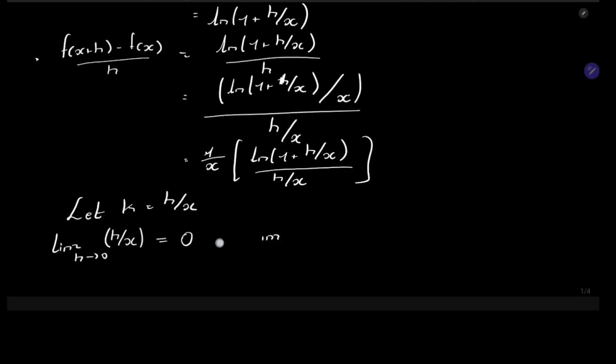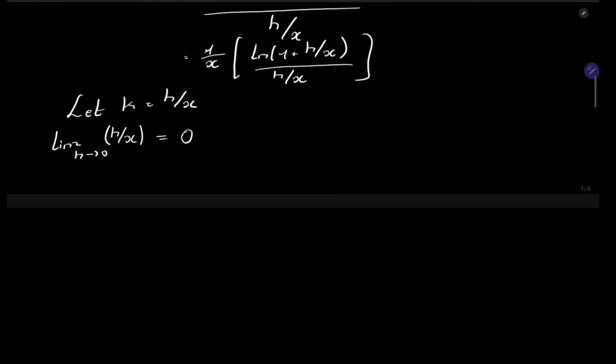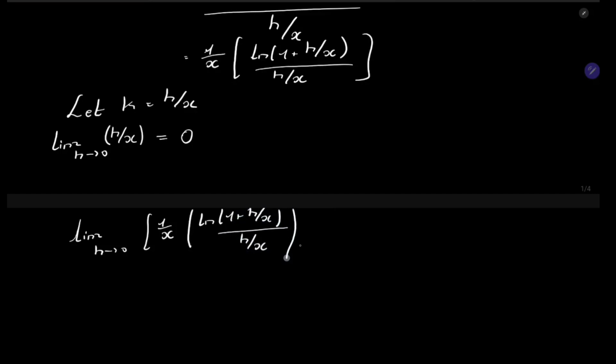So what can we then conclude from this? We can then conclude that the limit as h tends to 0 of our function 1 on x times ln of 1 plus h on x divided by h on x is the same thing as the limit as k tends to 0 of the function 1 on x into ln of 1 plus k on k.